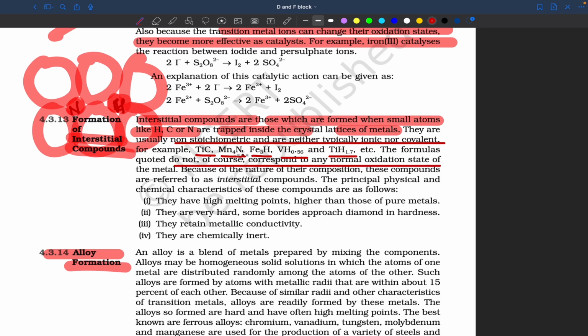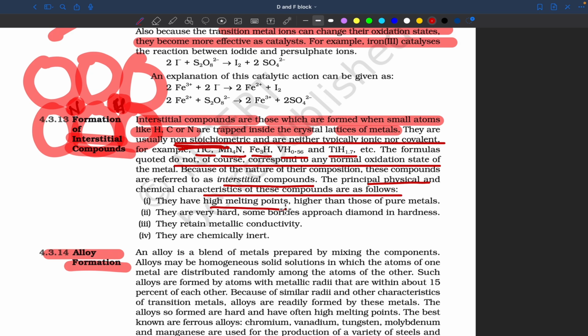So these are the right. Here there is one nitrogen for 4 manganese, right? So they are not stoichiometric; they are mentioned here as non-stoichiometric compounds. Because of the nature of their composition, the compounds are referred to as interstitial compounds. The principal physical and chemical characteristics of these compounds are given here.